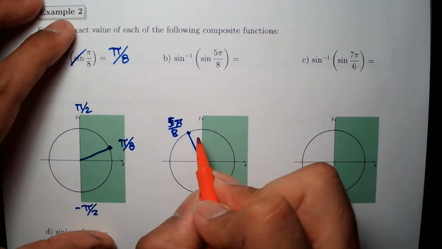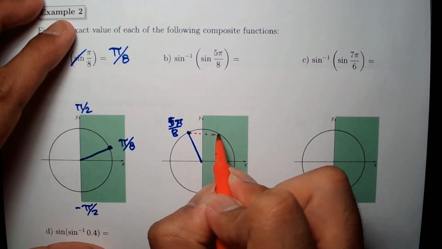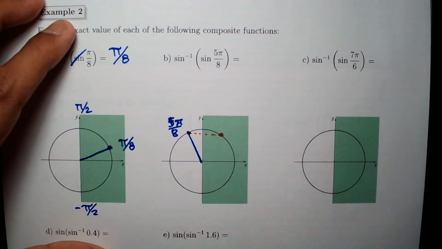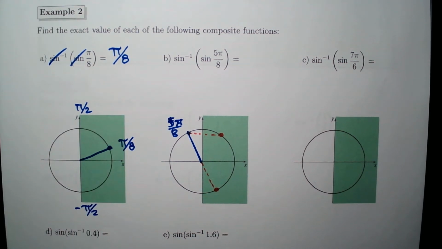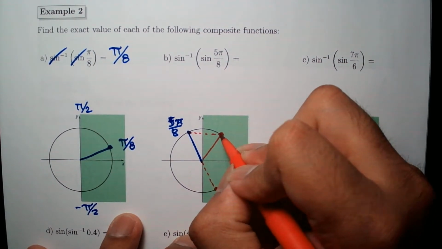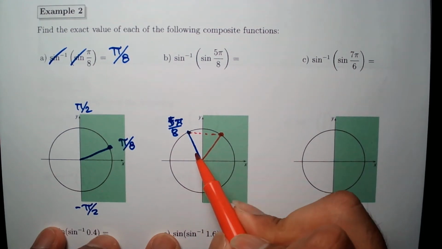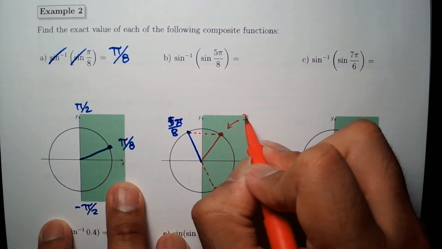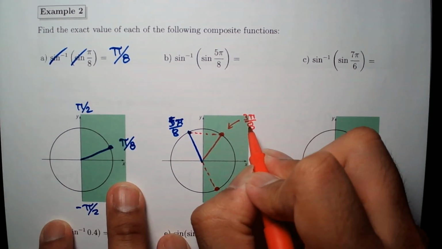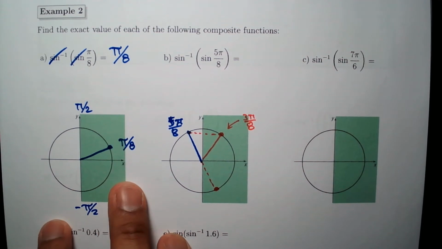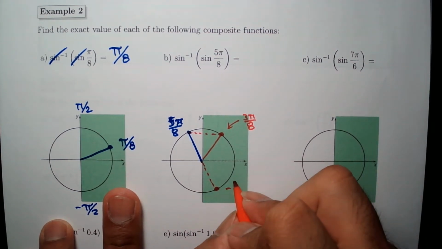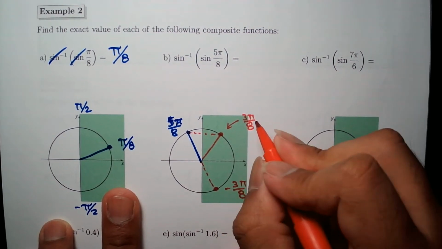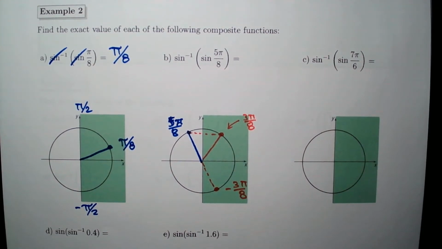Number one, we can project it here. That's one potential solution. The other potential solution is to move it all the way here. If we move that here, that'll be 3 pi over 8. However, if we move it towards this direction, we are going to have negative 3 pi over 8. So those are the two potential solutions to choose from. Which one are we going to take and why?